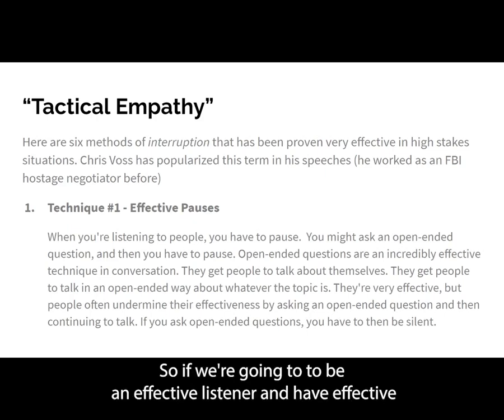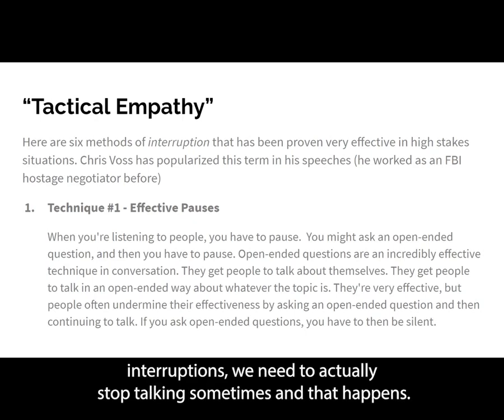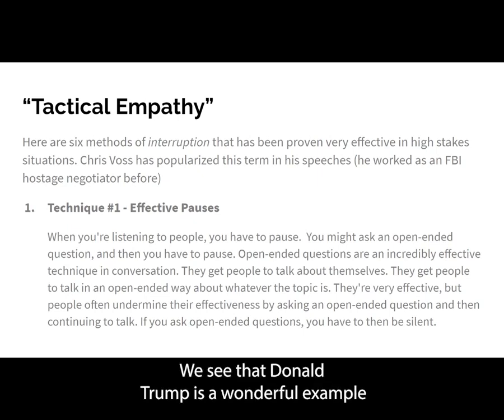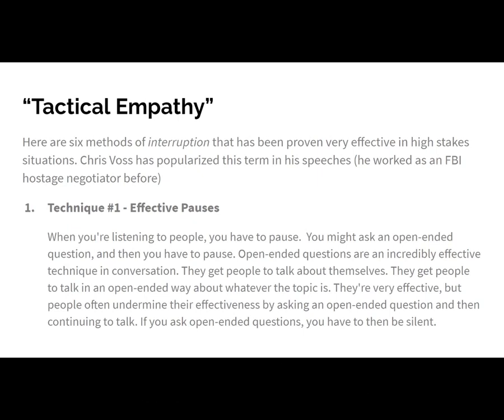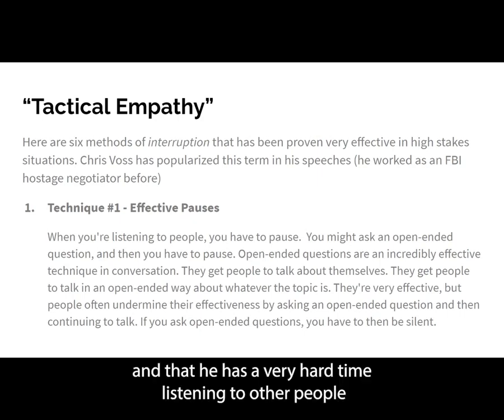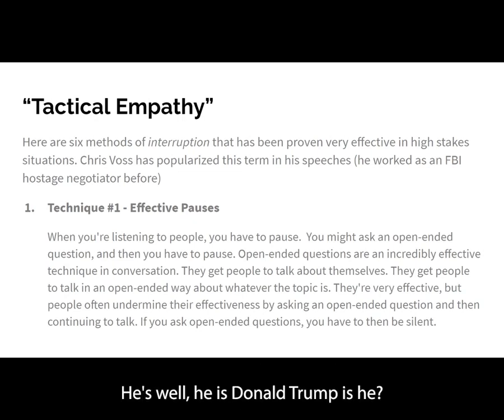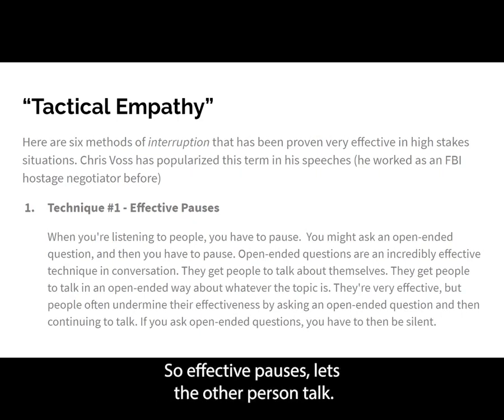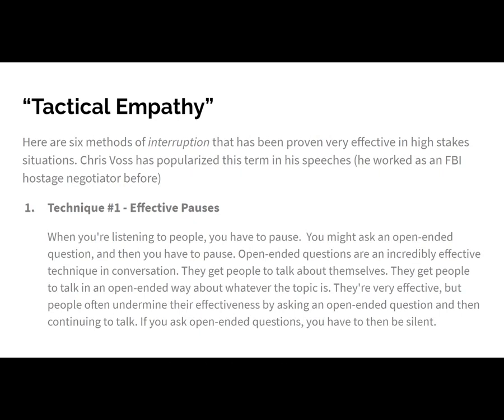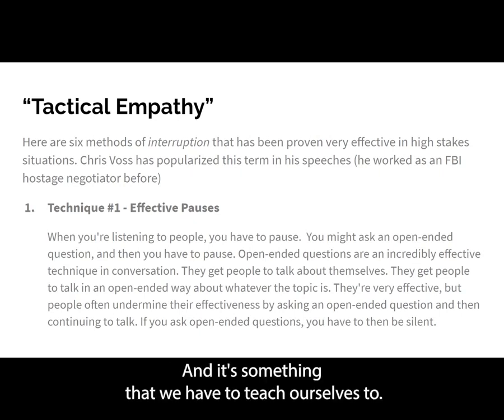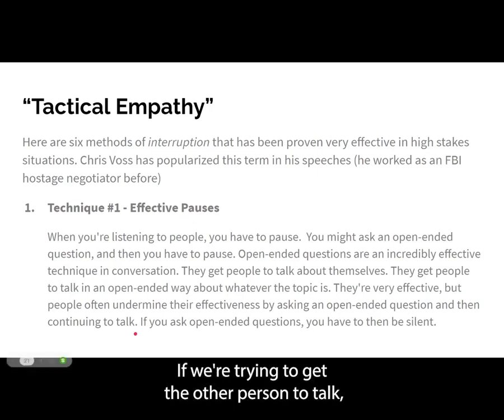So if we're going to be an effective listener and have effective interruptions, we need to actually stop talking sometimes. And that happens. We see that Donald Trump is a wonderful example in many, many cases of many things, and that he has a very hard time listening to other people because he likes talking. He likes hearing his own voice. He is Donald Trump. He loves being a superstar. So effective pauses let the other person talk, and it's something that we have to teach ourselves to do if we're trying to get the other person to talk.